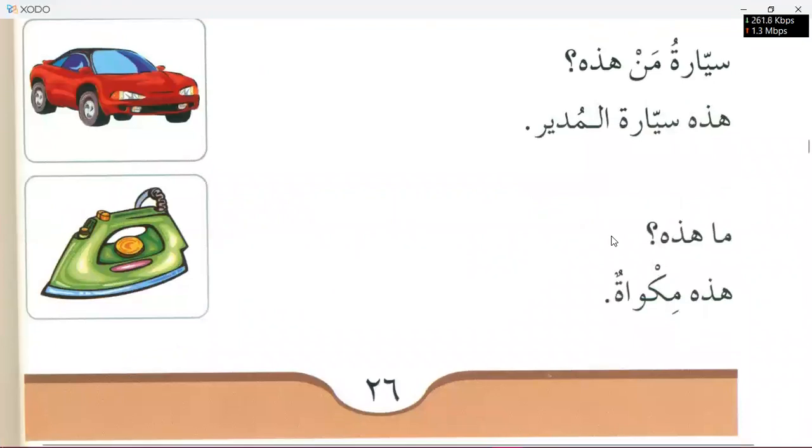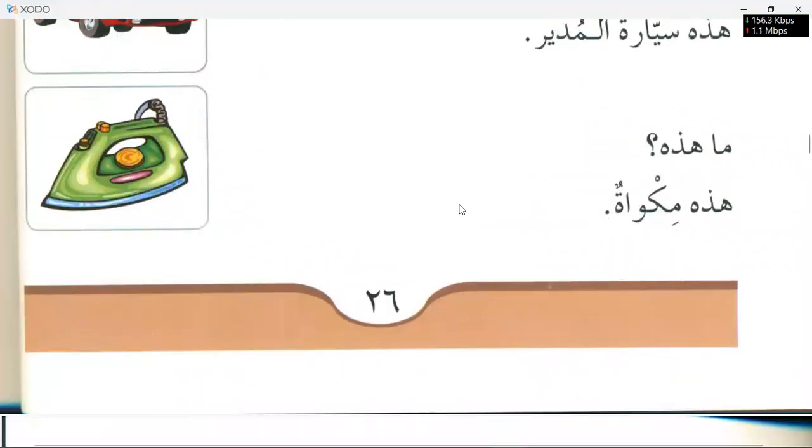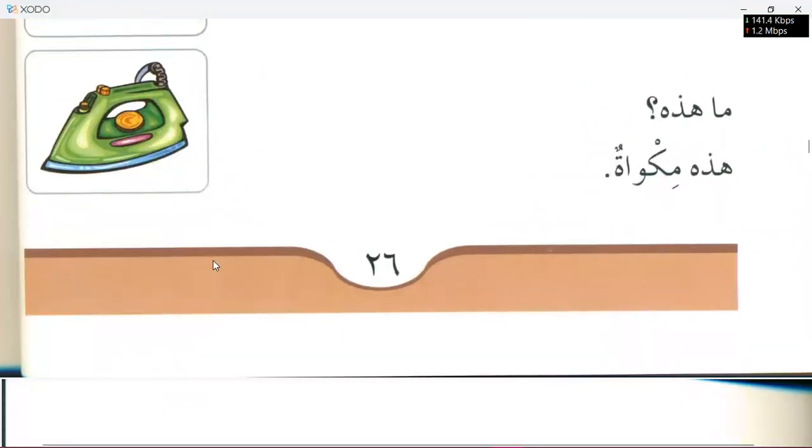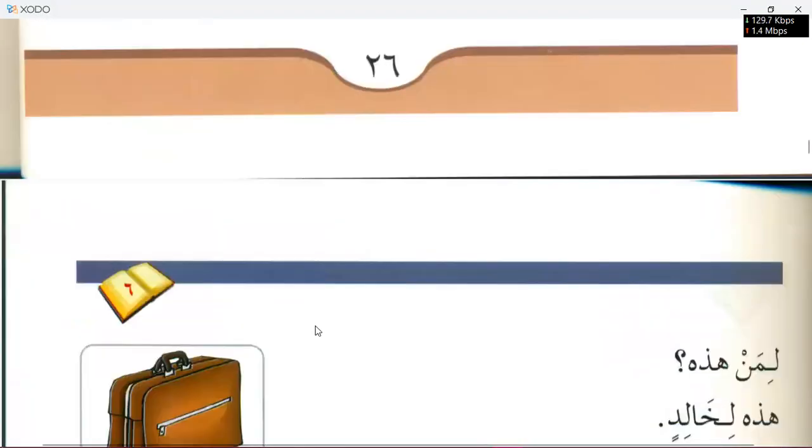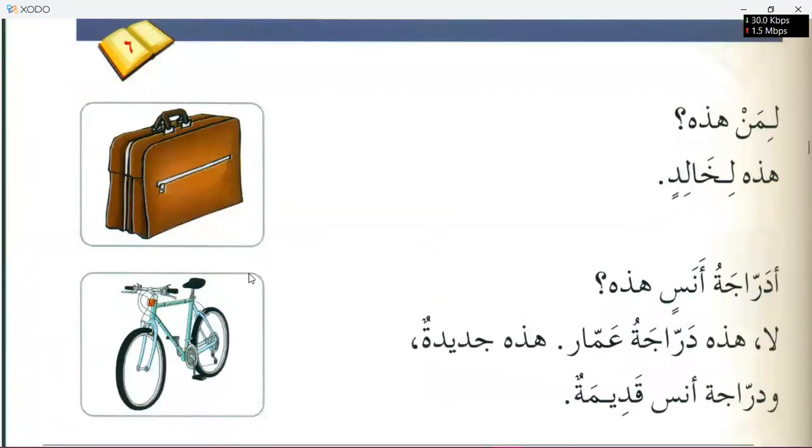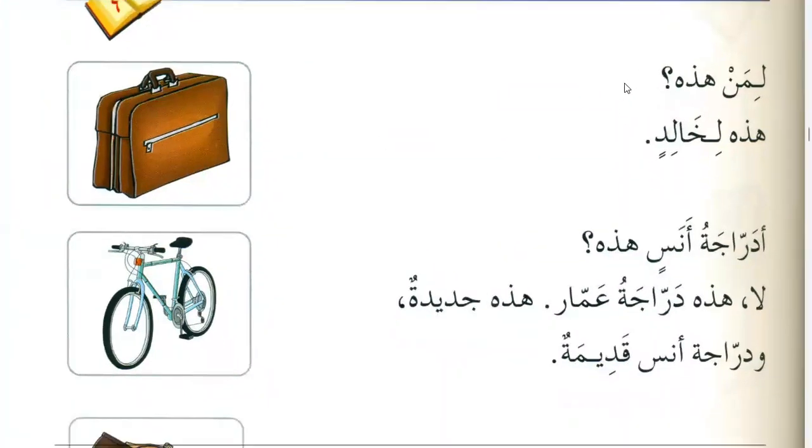Ma hazihi, what is this? Hazihi miqwatun. This is an iron. Miss Vidad. Liman hazihi. To whom does this belong? Hazihi li Khalid. This is for Khalid.